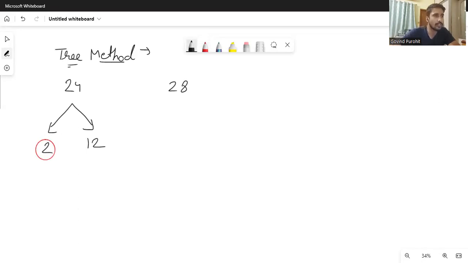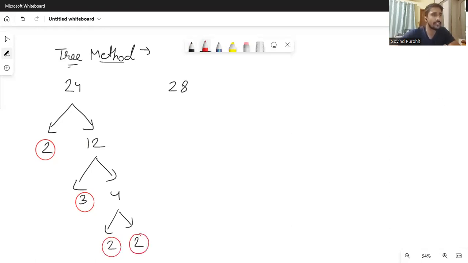We found 2 and 12, and 12 needs to be further divided. 3 and 4, we found 3 and 4, and 4 needs to be further divided. So here we reach, finally, our factors. Similarly with 28, 7 and 4. 7 is a prime, whereas 4 needs to be further divided into 2 and 2.